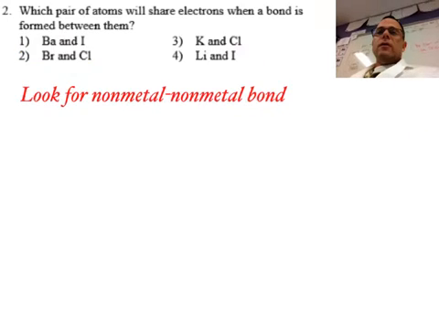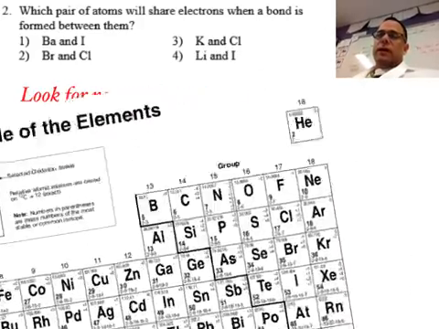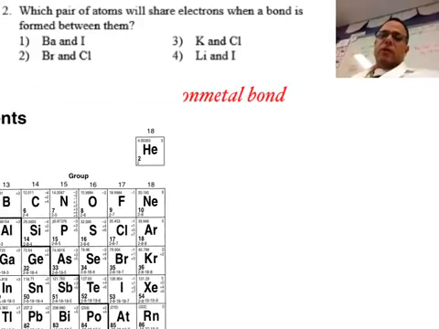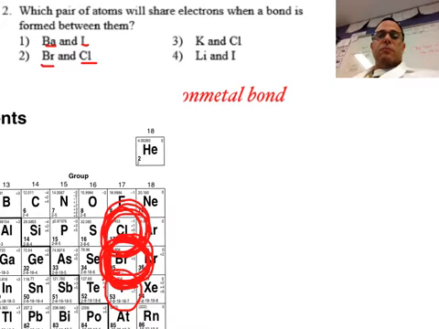Choice 4. Number 2, which pair of atoms will share electrons when a bond is formed between them? Again, we're looking for nonmetal to nonmetal. So let's not only take out the periodic table, but zoom in on this section only. And we are looking for nonmetal to nonmetal. Barium and iodine. Iodine, a nonmetal. Barium, I don't see it. It is a metal. Bromine and chlorine. Well, here is bromine, circled in the big red circle. And here is chlorine. Those are both nonmetals.